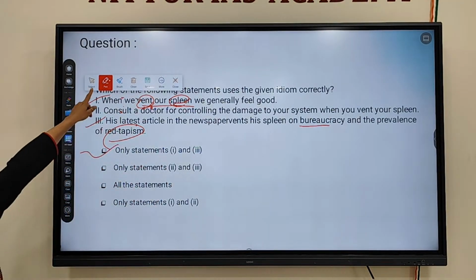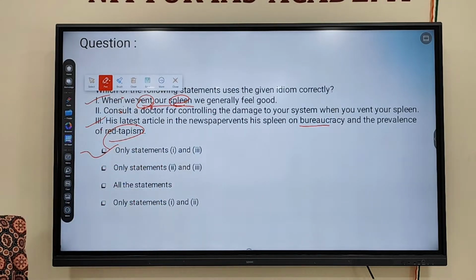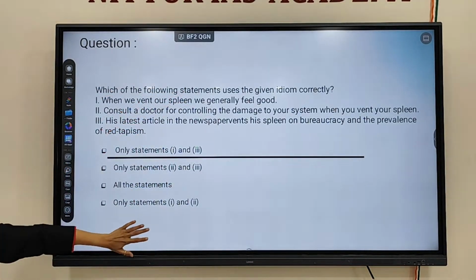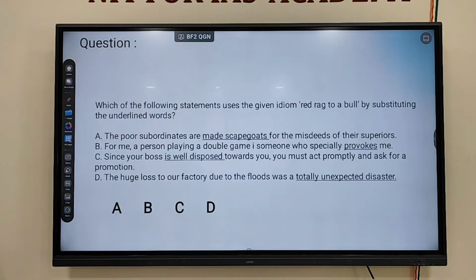Because if we see, 1 is not alone in the sentence. Either it's 1 and 3, either it's 1 and 2. So we'll go with option 1 and 3 is correct. Next one. This is the last one.